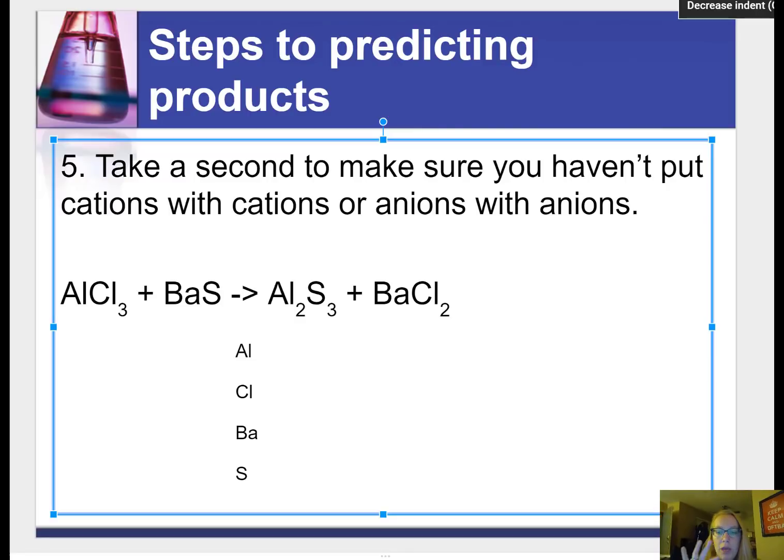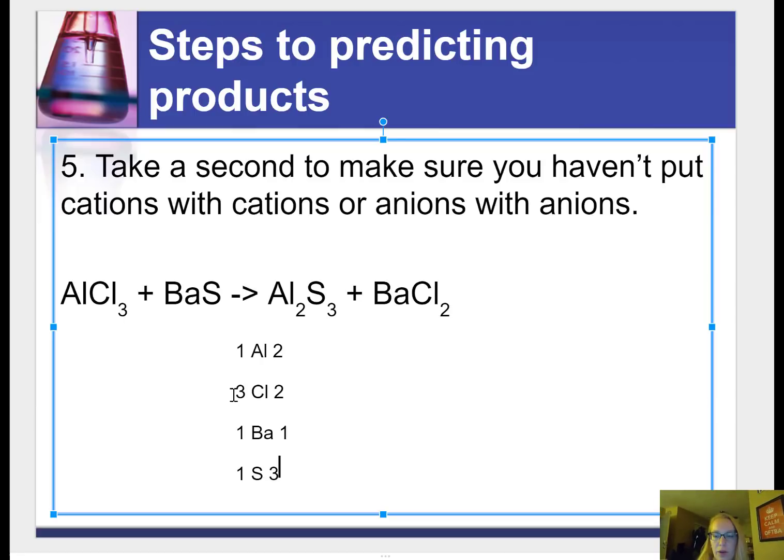So now that I've got my products written and my individual formulas to neutrality, now I'm going to balance my equation just like I've always done. So I've got 1 aluminum on the left and 2 on the right. I've got 3 chlorines on the left and 2 on the right. I've got 1 barium on the left and 1 barium on the right. And I have 1 sulfur on the left and 3 sulfurs on the right. So what I want you to do, take a second, pause the video, see if you can balance this equation on your own now.